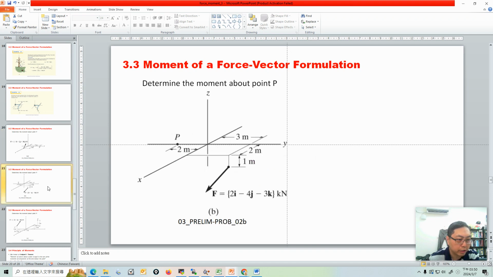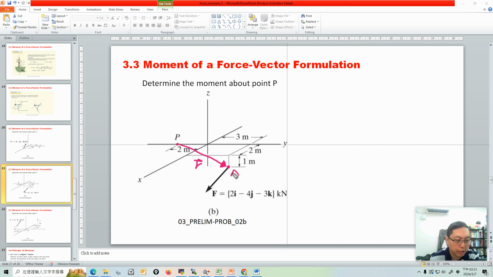The next problem, same thing. They give you the force vector here, and you want to calculate the moment with respect to P. P is here, and the force is acting on this point, so the natural choice of the position vector is from point P to this point. This is your R. You have to figure out the coordinates of the acting point and of P, and then determine the vector. Be careful because the vector direction is from point P to this point.